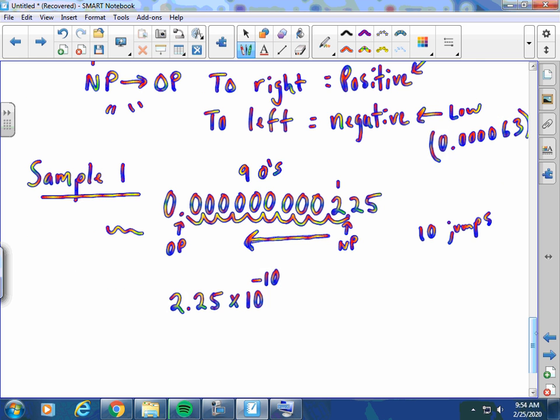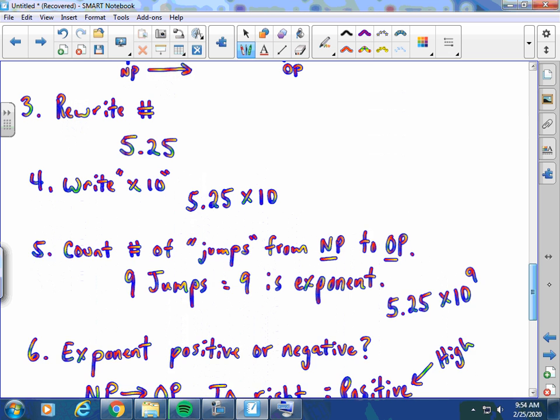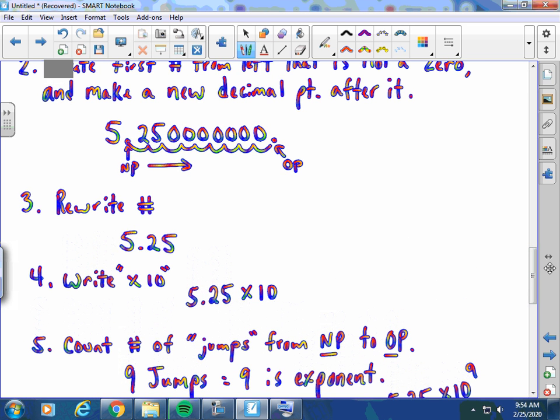So when we were up there on the positive part, our new point was here. And then when we counted to the old point, we went to the right, didn't we?